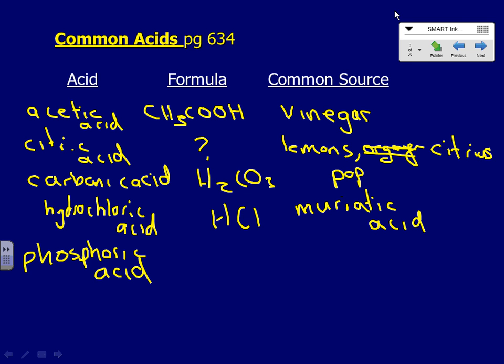Formula for phosphoric acid. Yep. Yeah, H3PO4. Now, are you just picking out some of the acids that I've named before, or do you know where phosphoric acid is used? I'm just remembering one. That's fine. That's good. Does anybody know where phosphoric acid is used?